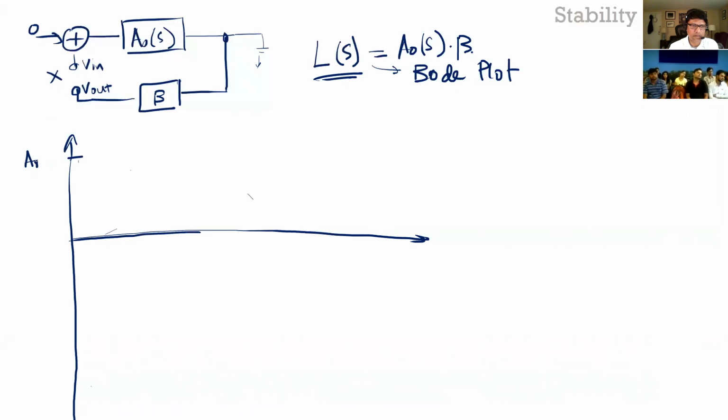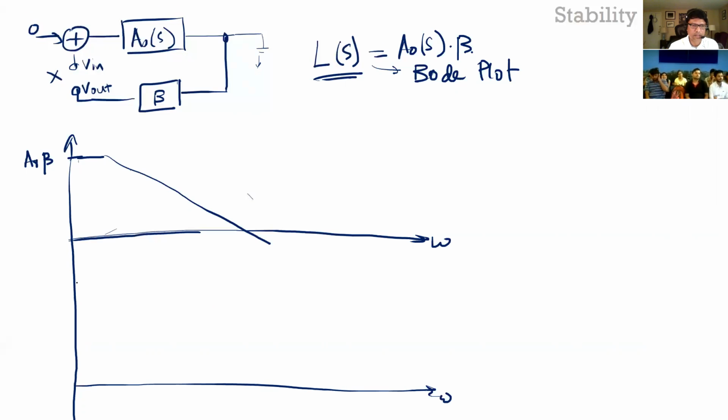So this is A naught beta, and then you roll off, right? So that's your gain magnitude. This is with respect to omega. And then for the phase, same omega. And for the phase of the same loop gain transfer function, it'll actually start with 180. I think the material I gave you starts with 0, and that's a mistake there.